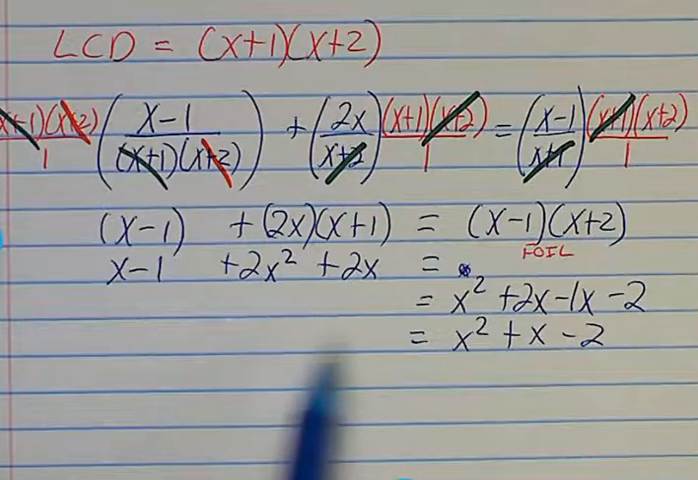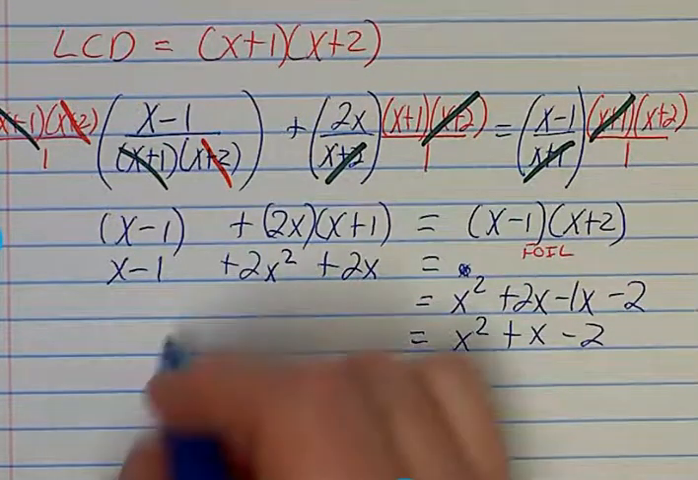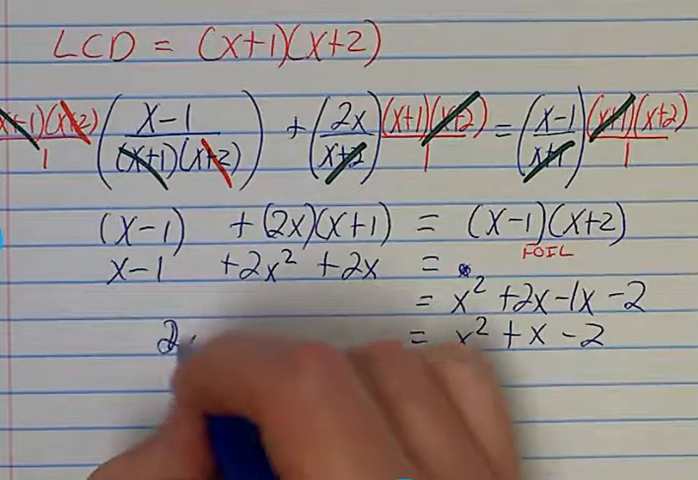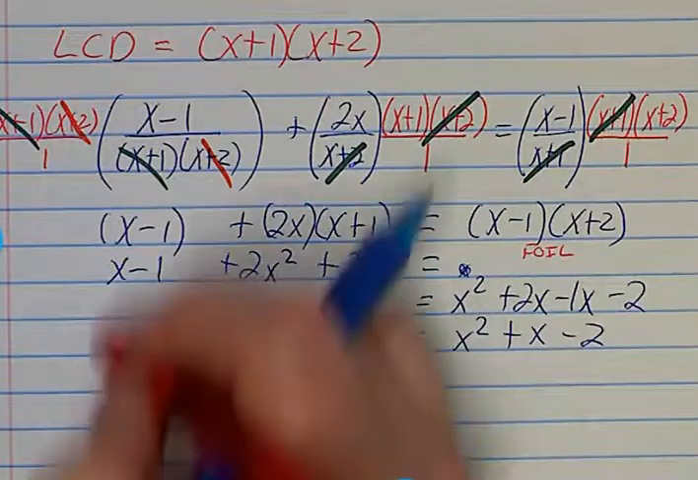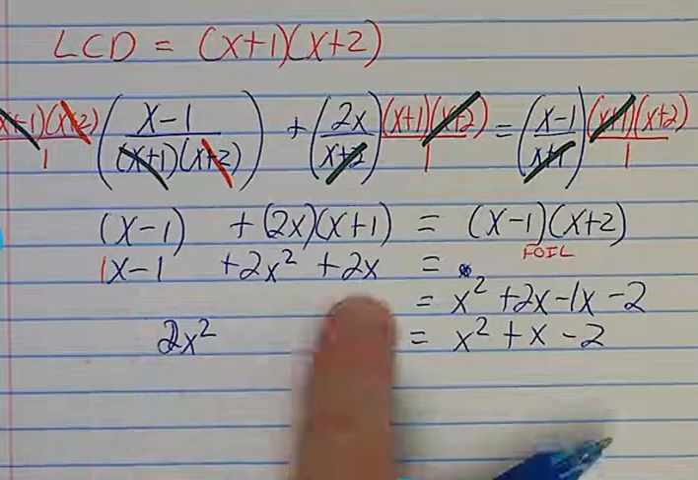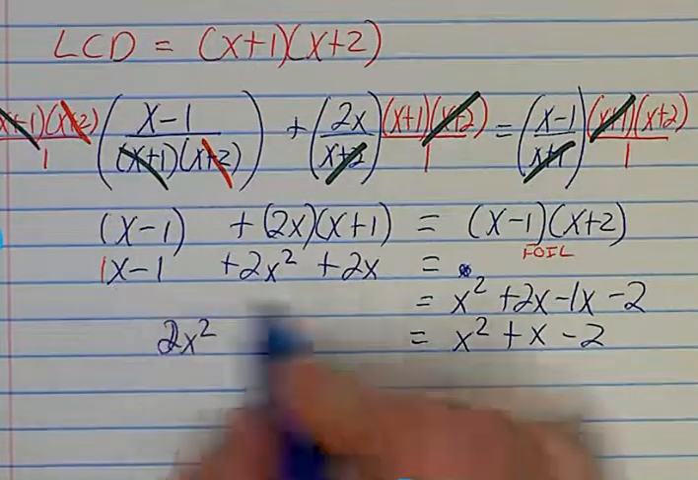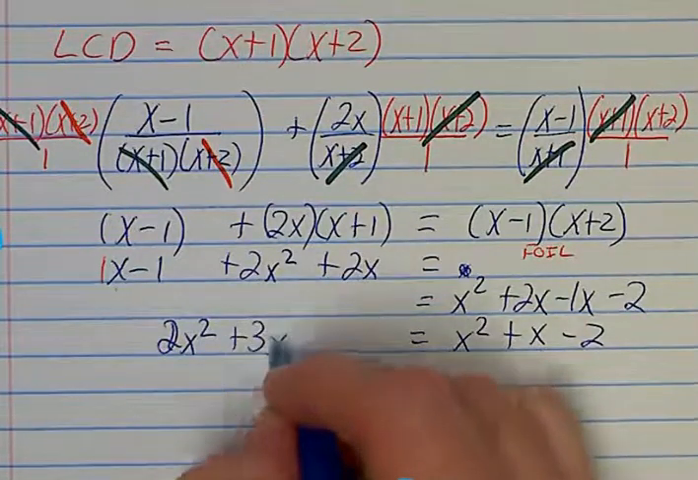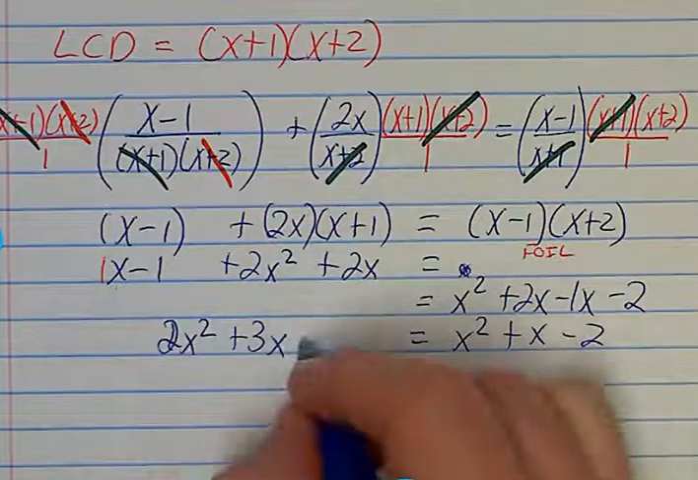Left-hand side, we've got a little bit more stuff to do. You've got the 2x squared, which is all by itself. You do have a 1x plus 2x over here, so go ahead and add the 1x and 2x together and make that 3x. And then that minus 1 is just trailing behind the end of it there.